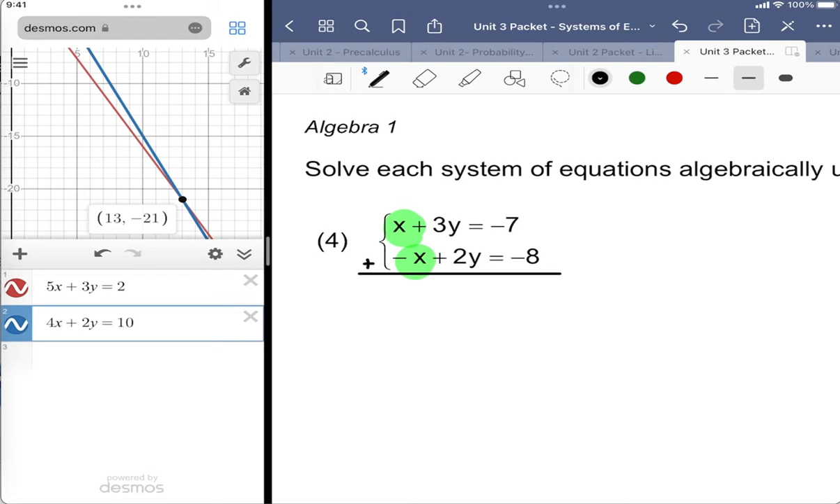So x plus negative x, 0, cancels out. 5y is equal to negative 15. All right. So in one move, we're able to get from having two equations with two variables to a single equation with a single variable.